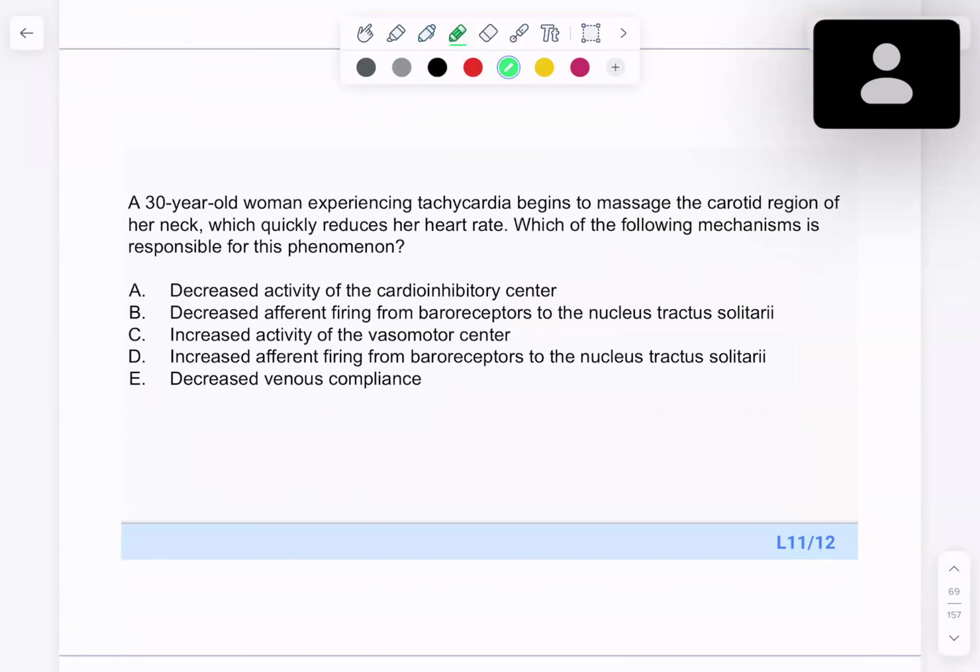So the next question is, a 30-year-old woman experiencing tachycardia begins to massage the carotid region of her neck, which quickly reduces her heart rate. Which of the following mechanisms is responsible for this phenomenon?